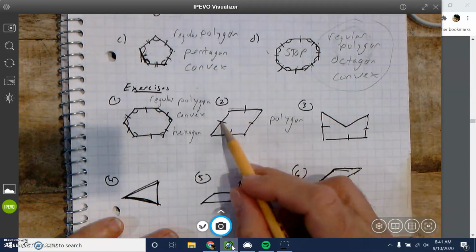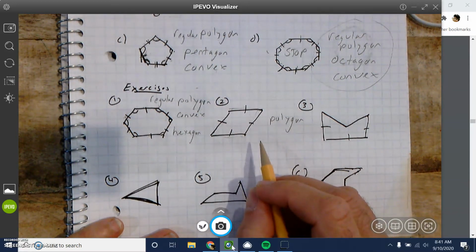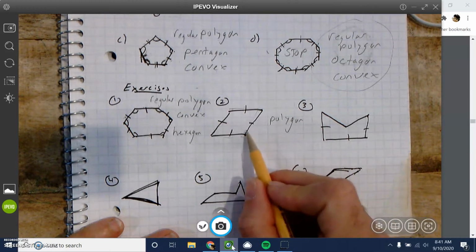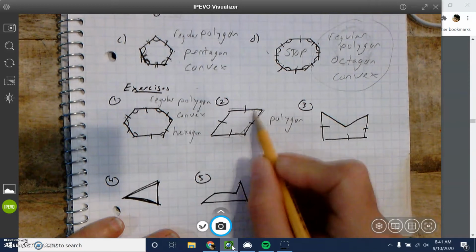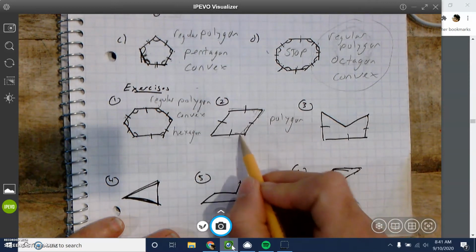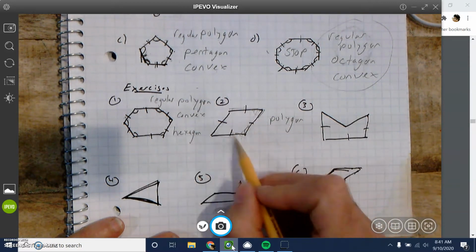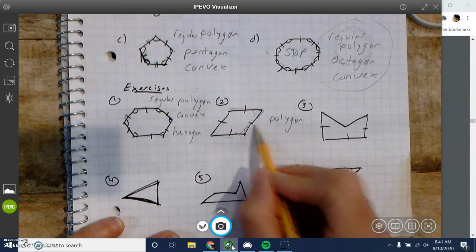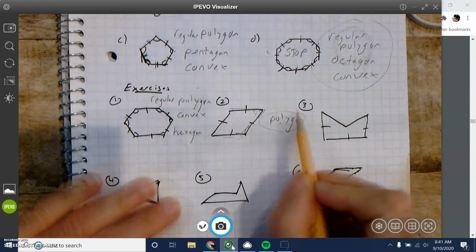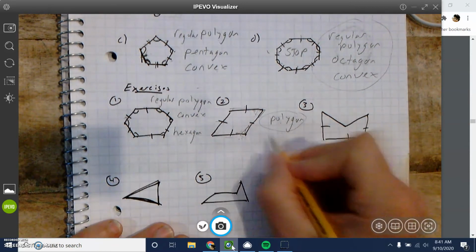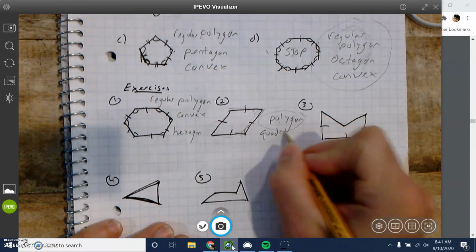Well, all the sides are congruent, but are all the angles congruent? No. Look, this one is obtuse and this angle is acute. So the angles don't have the same mark because the angles are not congruent. The angles and the sides have to be congruent for it to be called a regular polygon. So this one's just a straight up polygon. 1, 2, 3, 4 sides. So this is a quadrilateral.